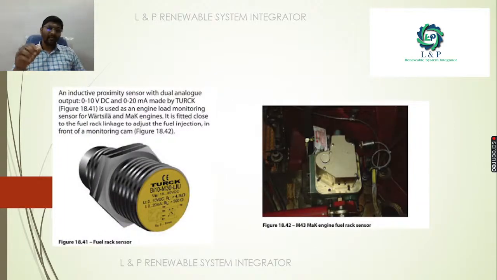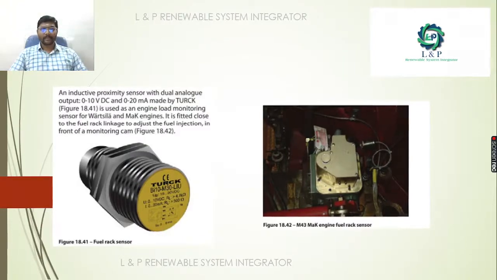This is an example of a real-time photo of a fuel rack sensor. It is an inductive proximity sensor with a dual analog output. Either we can take 0 to 10 volt DC or we can take a 0 to 20 milliamp output.